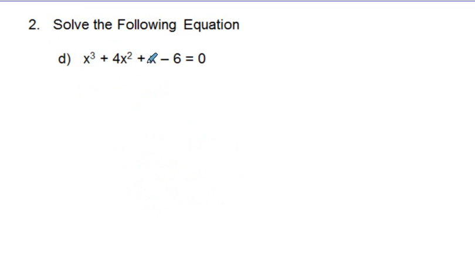Okay, now for D, we have a cubic polynomial function, and as opposed to B, where we were able to factor by grouping, in this one we don't see a pattern of a ratio like we did in B. So we have a coefficient of 1, a coefficient of 4, and then a coefficient of 1, and a coefficient of negative 6. So that's not going to work out. So what I suggest using here is something called the rational roots theorem.